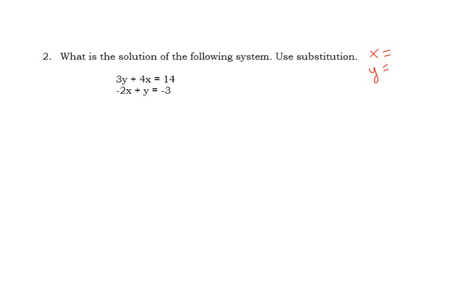Since the second equation has a y that doesn't have a coefficient, that's going to be the easiest equation to solve for. So what I'm going to do is solve the second equation for y. In other words, I'm going to get y by itself. What I need to do is add 2x to both sides. And I get y equals 2x minus 3.